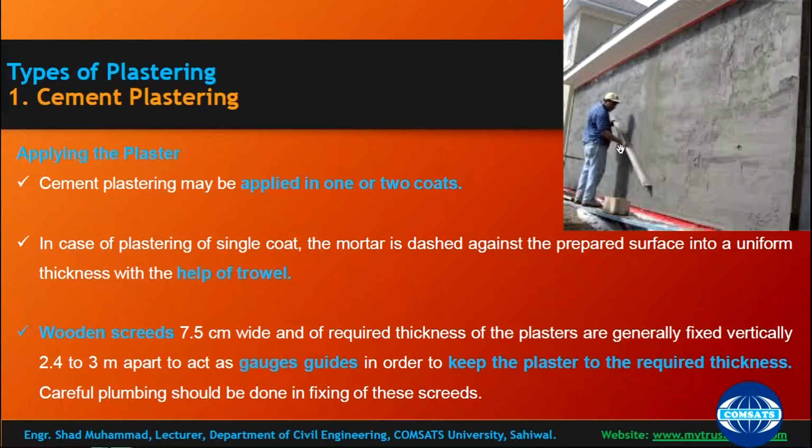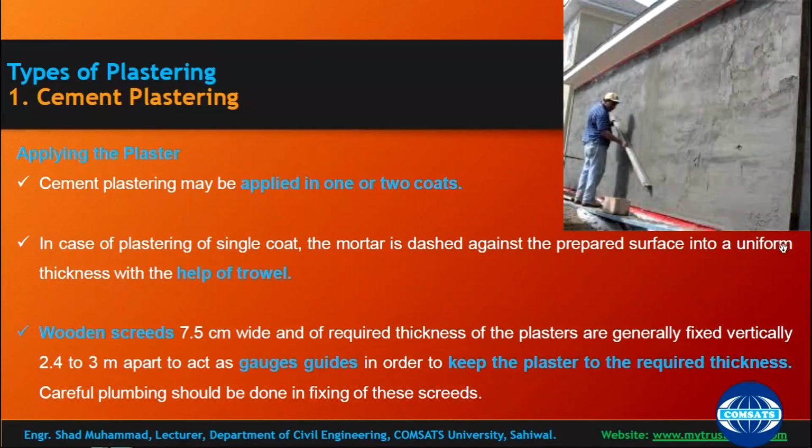Wood screeds, this is the wood screeds. A steel screed is also available, 7.5 centimeter wide and of required thickness of the plaster, generally fixed 2.4 to 3 meter apart to act as gauges guides in order to keep the plaster of the required thickness. There should be a gauge that uniform thickness has been applied.